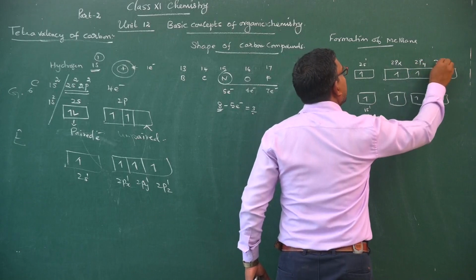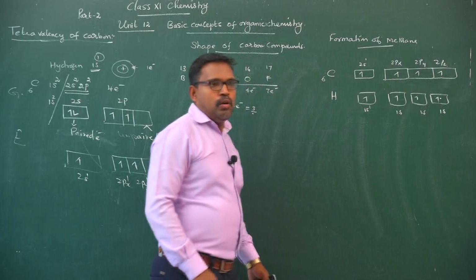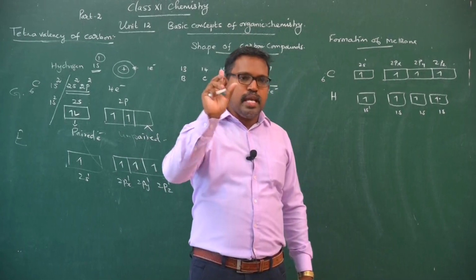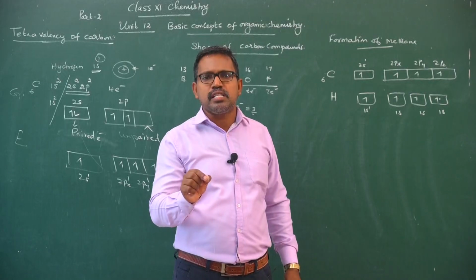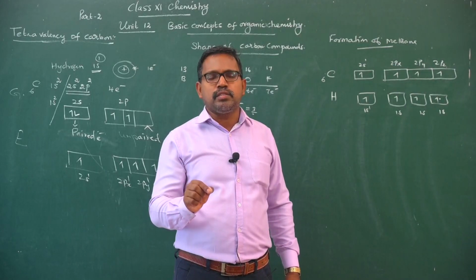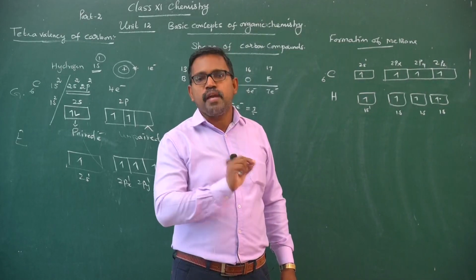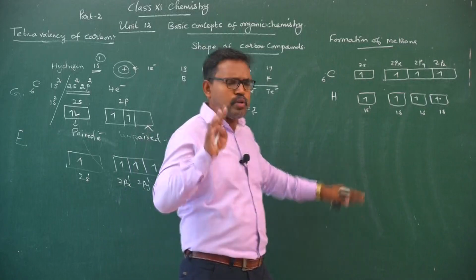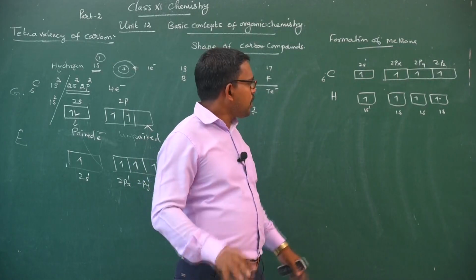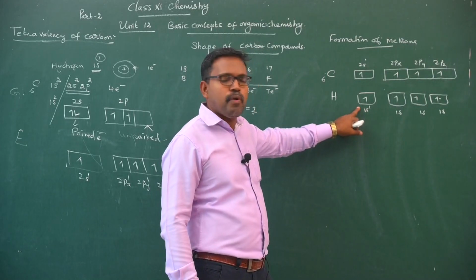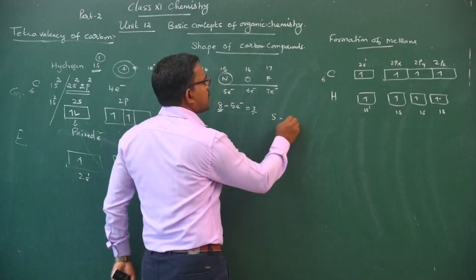2px, 2py and 2pz. 1s, 1s, 1s. So before that you must know the shape of the orbitals. The shape of the orbital: I explained in some other classes specifically how the shape of the orbital arises. For this concept you should remember the shape of the s orbital. The shape of the s orbital is spherical.